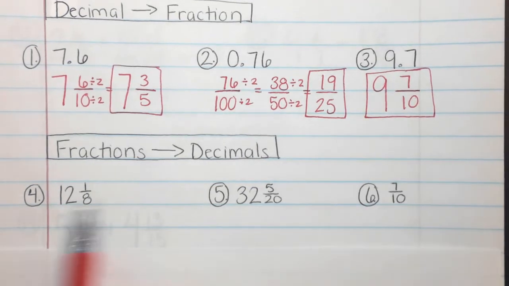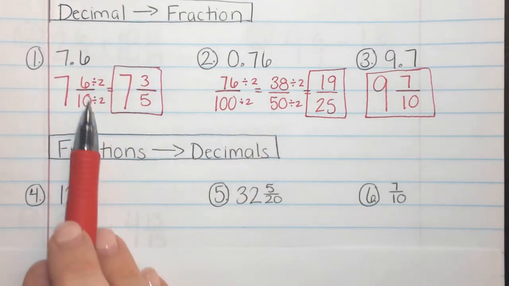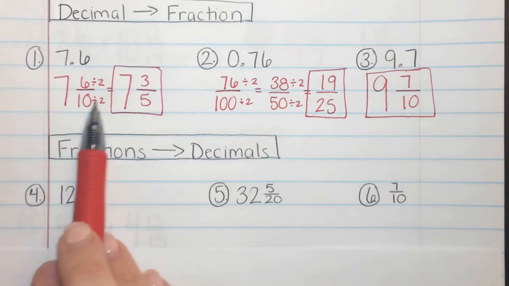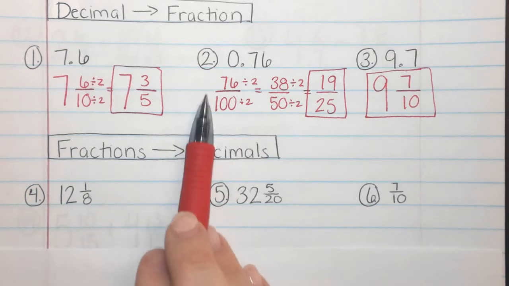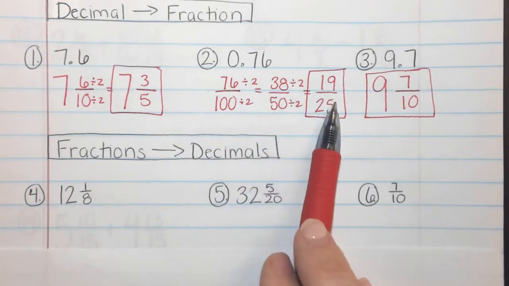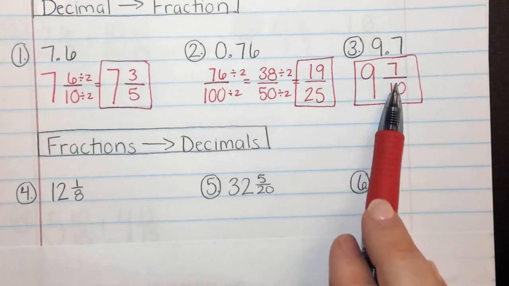Y'all are working these three. The first three are here. You can see we put 6 over 10. 7 stayed in front. We simplify. 76 over 100, there's not a number in front. Then we simplified. 7 over 10, 9 stays in front. This one would not simplify.